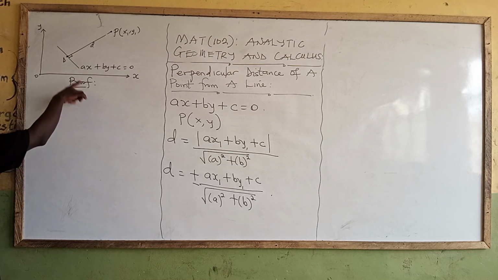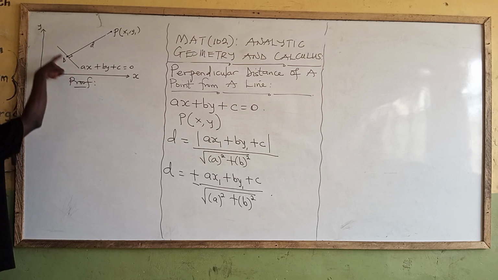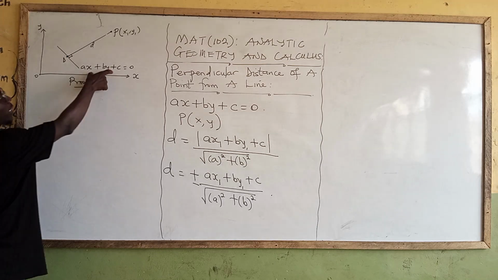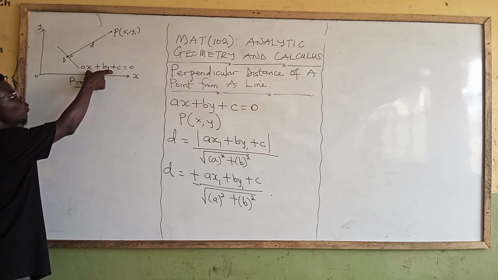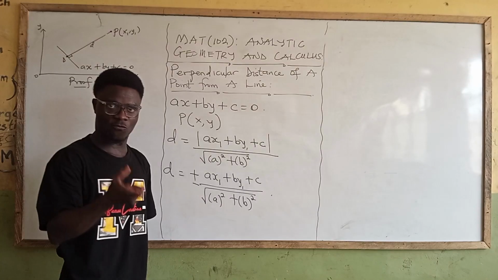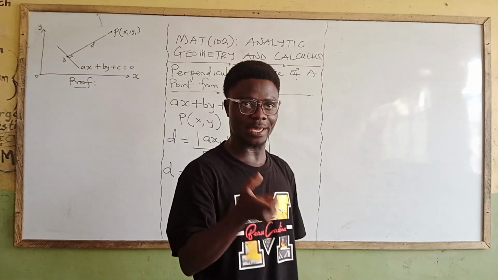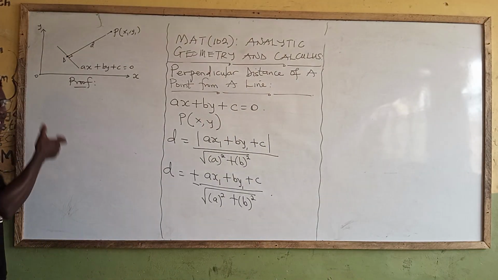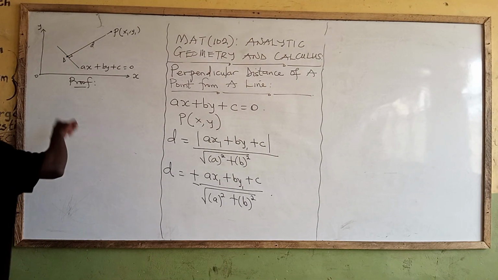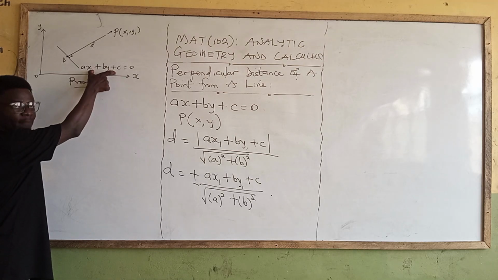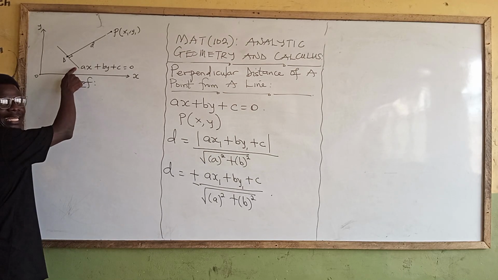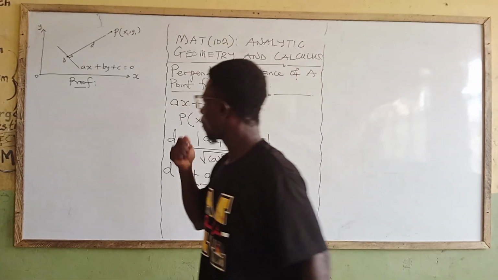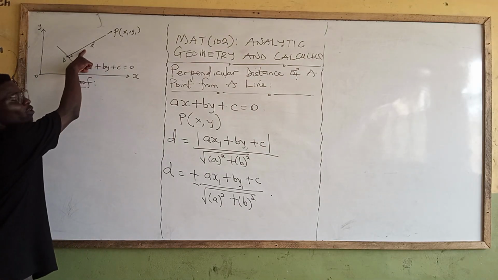Now watch here. Since we know the equation of the line, ax plus by plus c, we can express this in the slope intercept form, which is y equals mx plus c, so that we get the gradient of this line. If you get the gradient of this line, you take the negative reciprocal of that to get the gradient of this line.